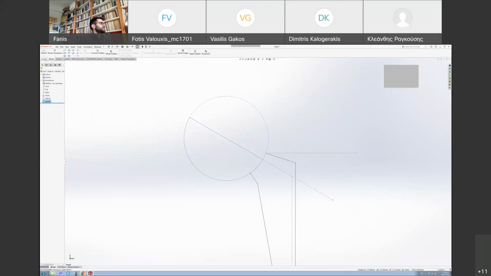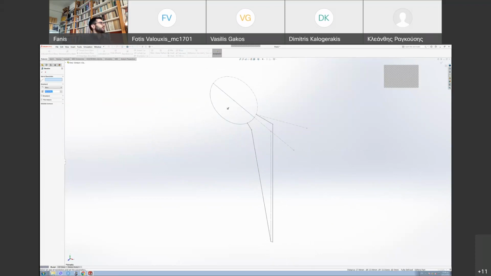We select the sketch, we go to revolve boss, and hopefully we won't have any problems. Here it asks us for the axis of revolution. For us, this is the axis of revolution. And by revolving this cross section around this axis, it's able to create a sphere. Okay.